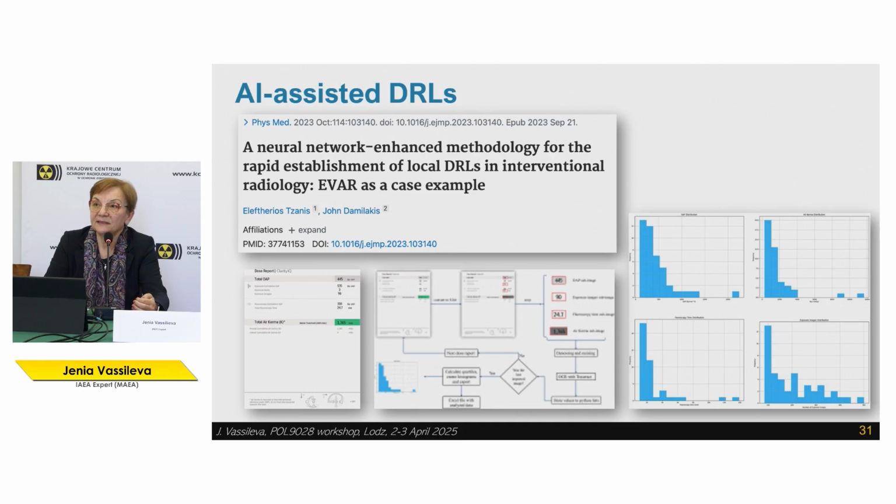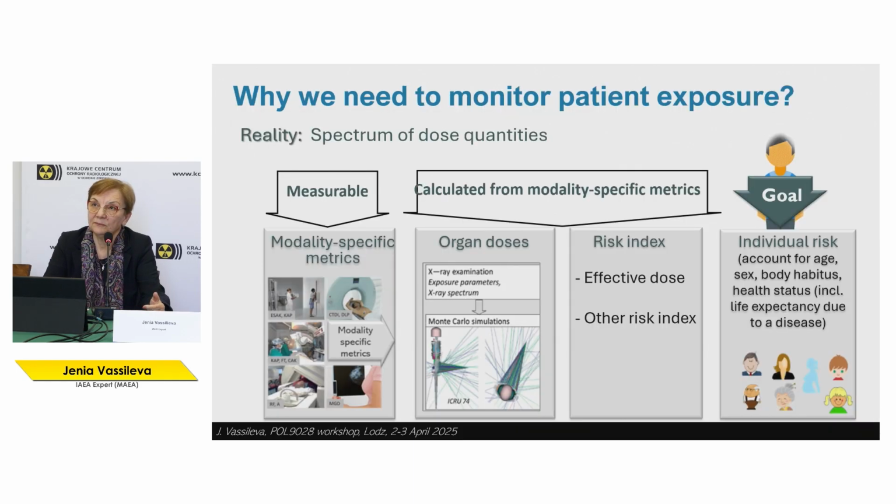This is also a very recent paper from John Damilakis' group in Crete in Greece on using AI to help us extract data and analyze it. The example they provided in this paper is on EVAR as a case example. And this demonstrates that in the future maybe AI will help not only collect data properly in the registries, but also analyze them in a fast and appropriate manner.